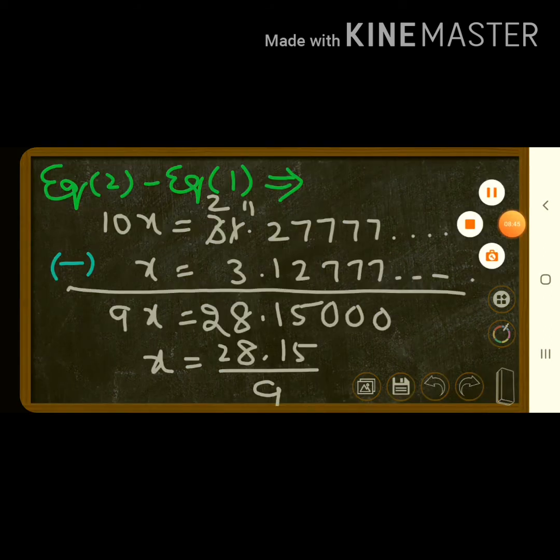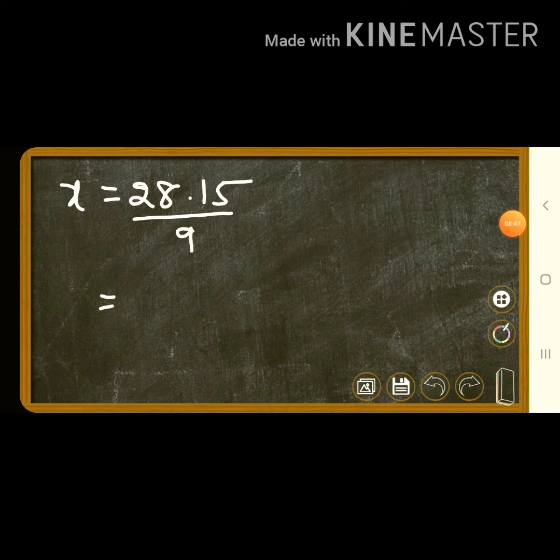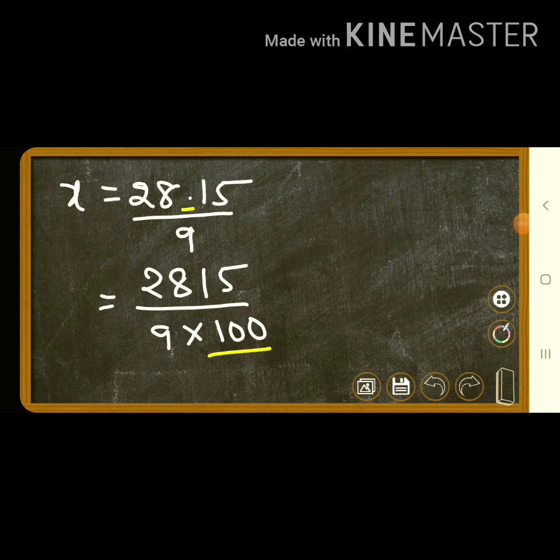So this can be written as 2815 by 9 into 100, because here the decimal point is removed. The decimal point is removed, and the denominator 9 is multiplied with 100 because there are 2 digits after the decimal point. This becomes 2815 by 900.